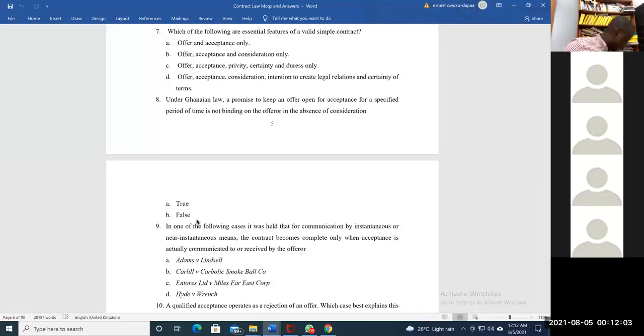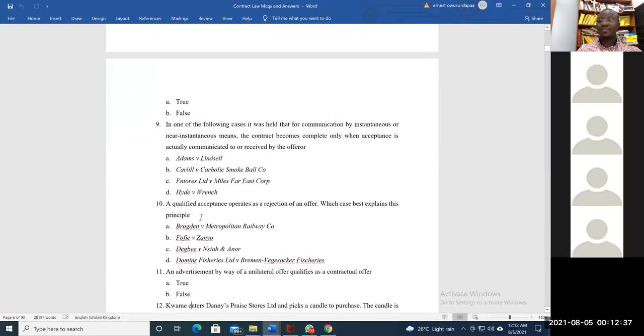False. Now, what is the authority? Section 8.1 of Act 25, which says that the promise to keep an offer open for a specified period of time is binding on the offeror, although there was no consideration thereof. All right, thank you. So that is very good.